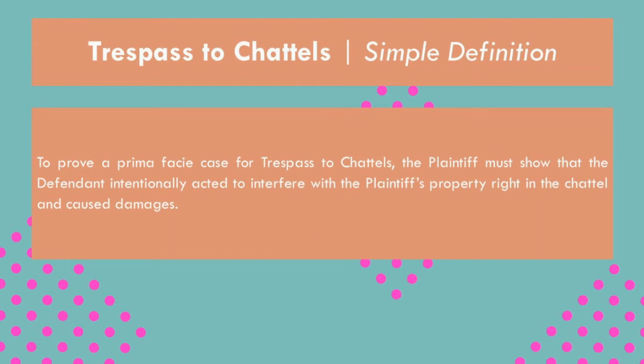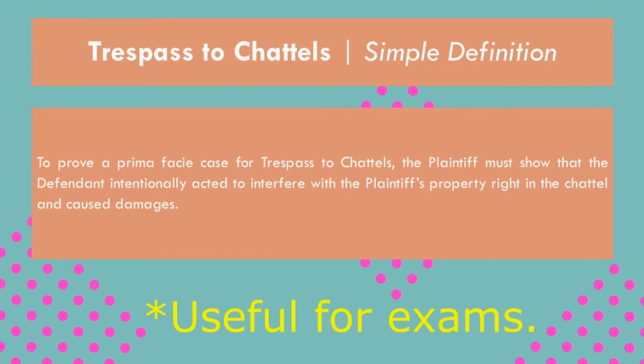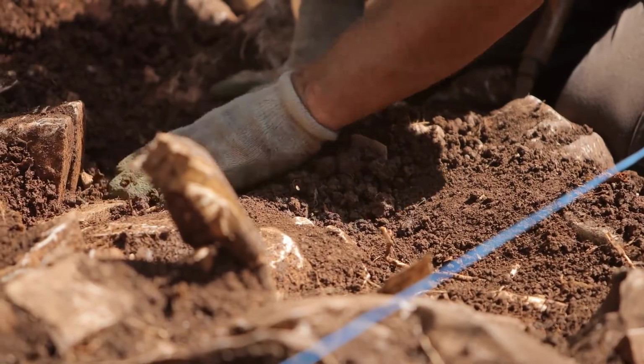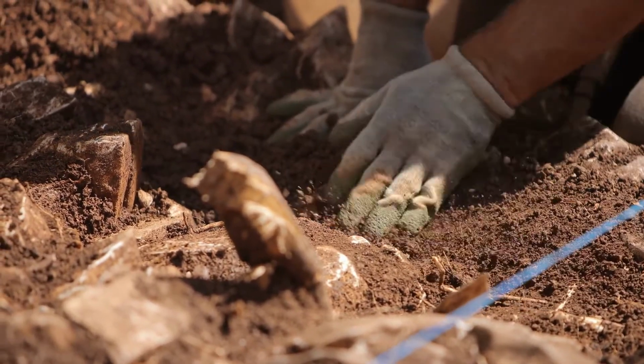Stated more simply and concisely, to prove a prima facie case for trespass to chattels, the plaintiff must show that the defendant intentionally acted to interfere with the plaintiff's property right in the chattel and cause damages to it. Now, let's dig into the critical pieces composing the definition.